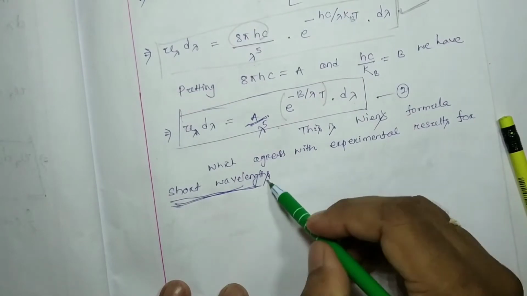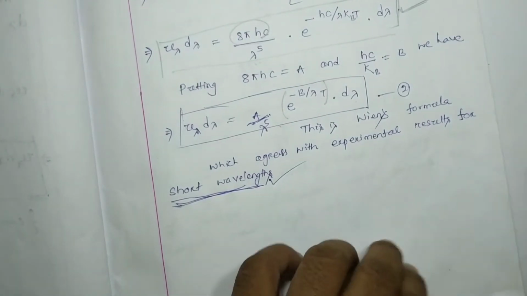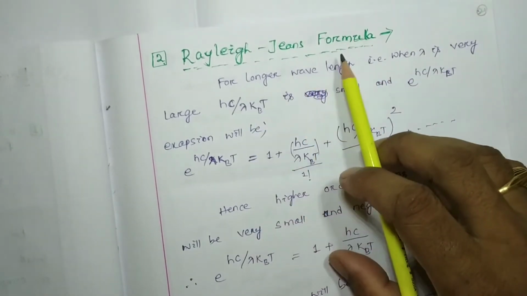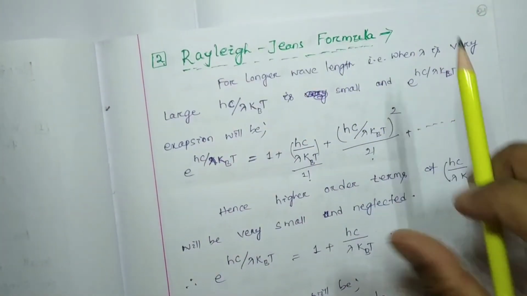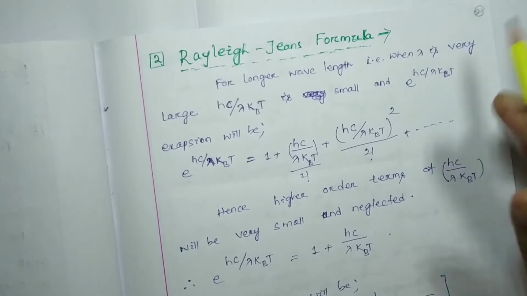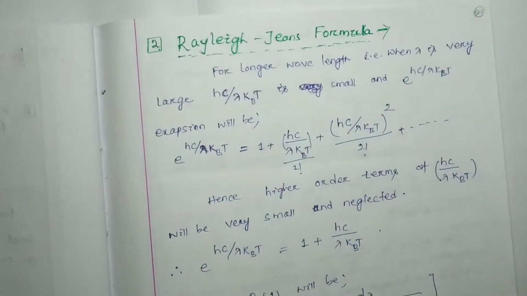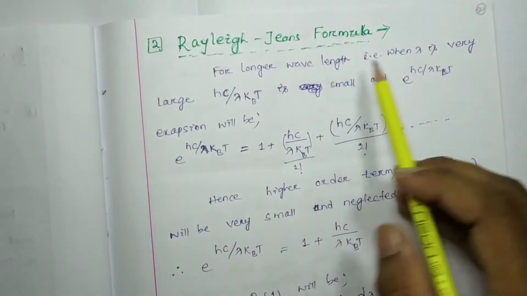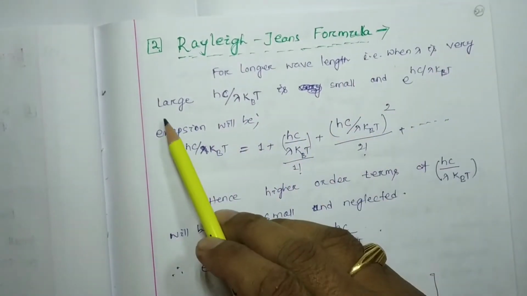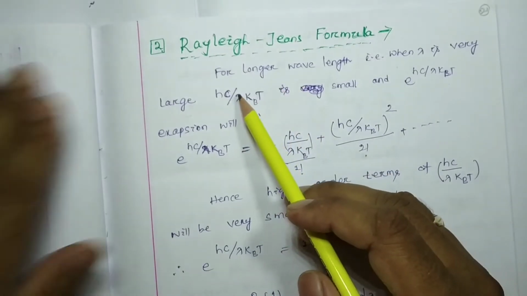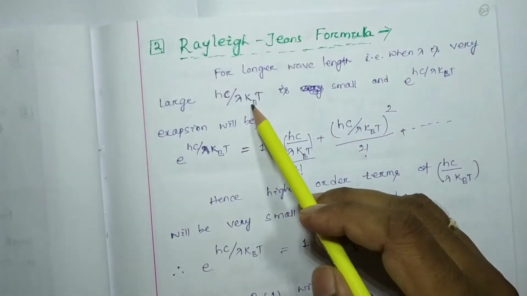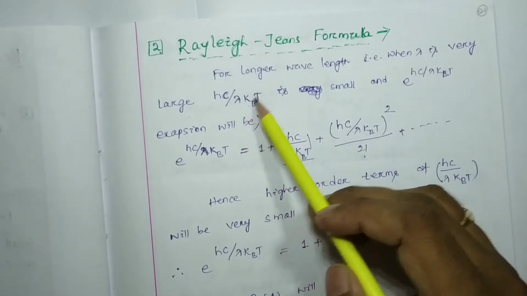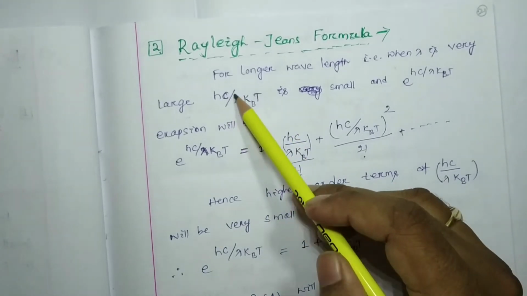Now we are going to find out the Rayleigh's formula from Planck's radiation formula. Now for longer wavelength, that is when lambda is very large, then sc by lambda kBT is very small. It will be a small value. sc by lambda kBT will be small if lambda is large.